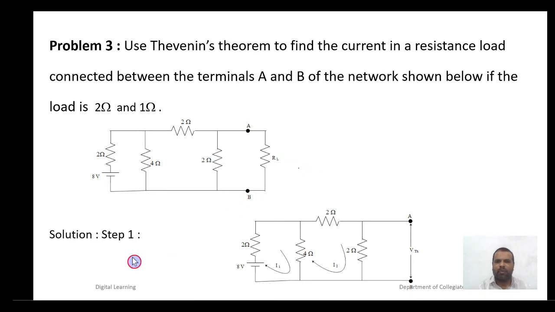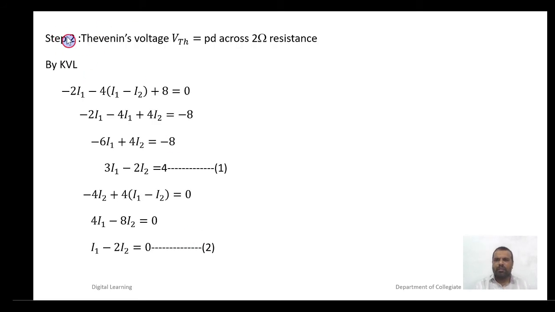Now, step 1. First you have to remove the load resistance and measure the Thevenin's equivalent voltage across the terminals A and B. In this circuit there are two meshes. In the first mesh the current I1 is flowing and in the second mesh current I2 is flowing. Now step 2. Thevenin's voltage VTH is equal to the potential difference across the 2 ohm resistance.